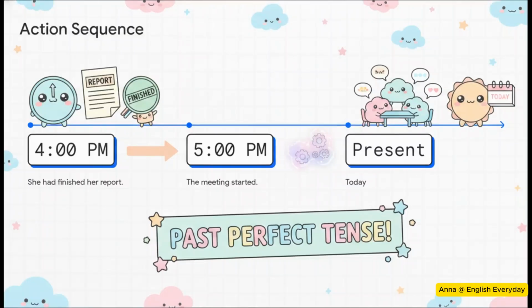To really see this, imagine a mental timeline. Let's say right now is the present day. Yesterday at 5 p.m., a meeting started. But an hour before that, at 4 p.m., she finished her report. Action 1 is finishing the report. Action 2 is the meeting starting. To put them together logically, we use our time-traveling tool for that first action. She had finished her report before the meeting started. Or to use a classic beginner example, I had finished my homework before dinner. It just perfectly visualizes that an action was totally completed before another action in the past.